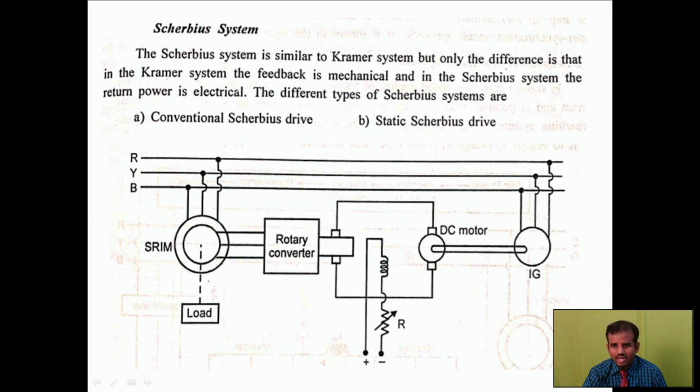The different types of Service system are, one, the conventional Service drive, and the other, the static Service drive, which is similar to the Cramer system. Here also we have two types, the conventional Service drive and the static Service drive. This is the circuit diagram for the conventional Service drive.